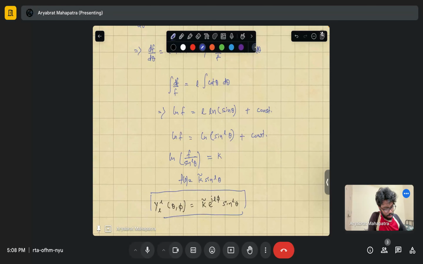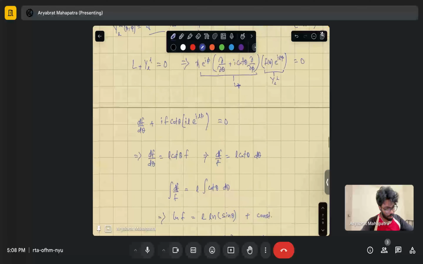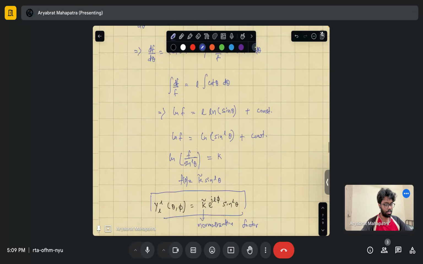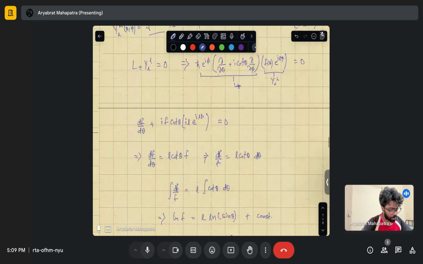So this k tilde is basically your normalization factor. So did you get this part? Yes. Okay. So now we can go to the next question.